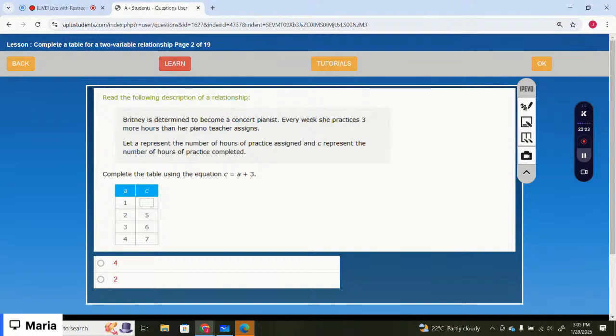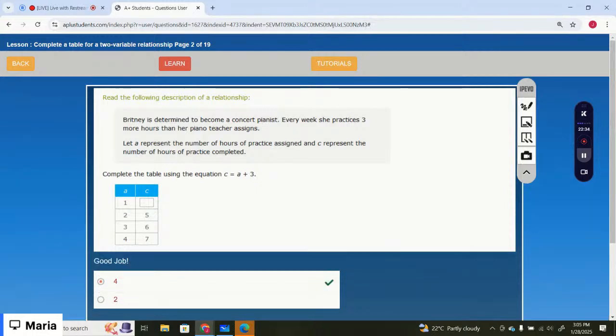Complete the table using the equation C equals A plus 3. You need to calculate the value of C when A equals 1. Very good. That is 4. Option number 1 is the correct option.